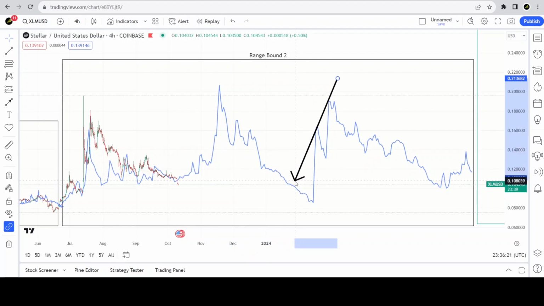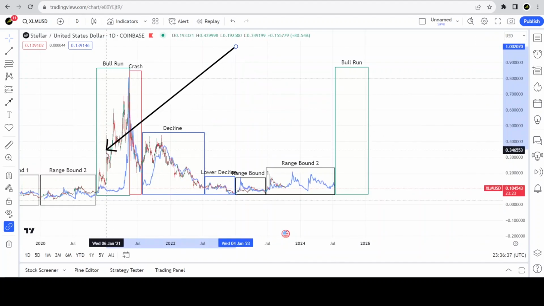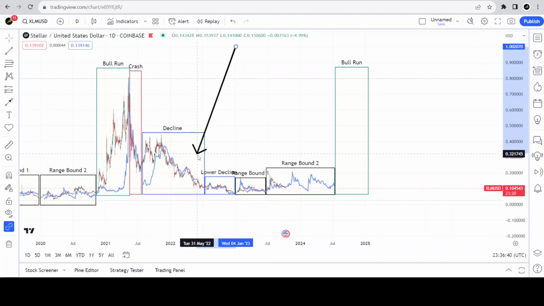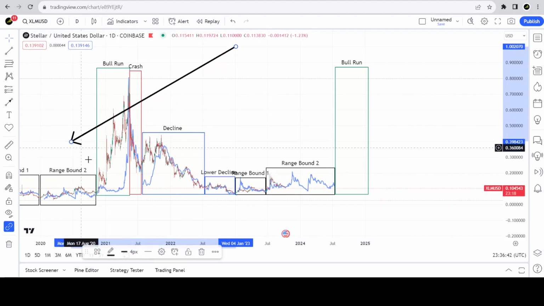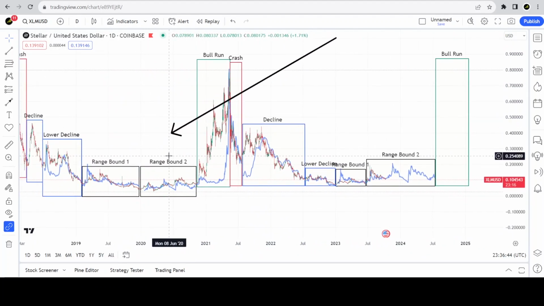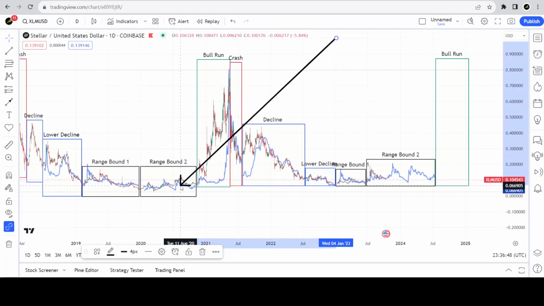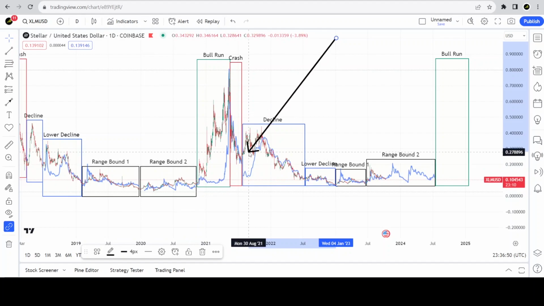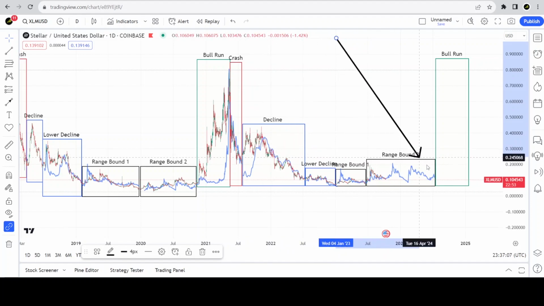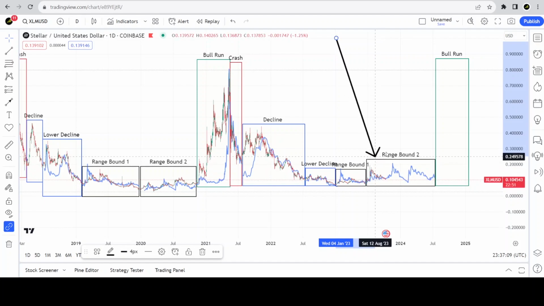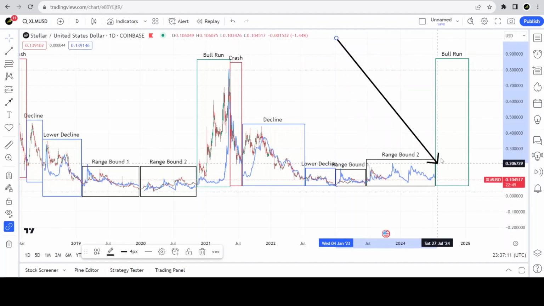So let's zoom out a little further and see what happens next. So here is that original structure, copy and pasted onto all these different fractals. And as you can see, there is some deviation, but price does what it should as it follows those original structures from the very beginning of the XLM chart. So once we finish this range, the second range-bound fractal, we will enter the bull run.